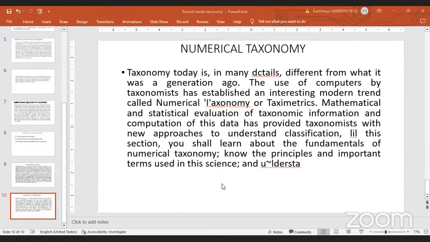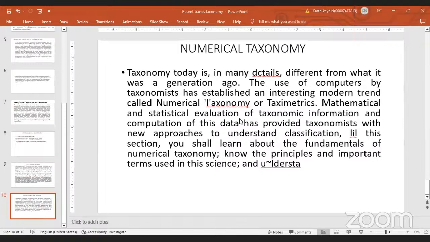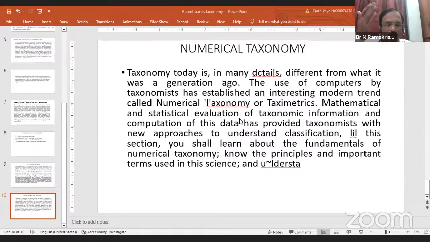Is it about the symmetry, sir? No. Zygomorphic, actinomorphic. That means the flower will have equal parts. When you cut the flower, if it does not divide into equal parts, that is zygomorphic. Okay, that is actinomorphic.